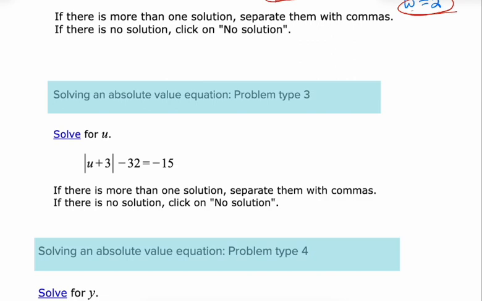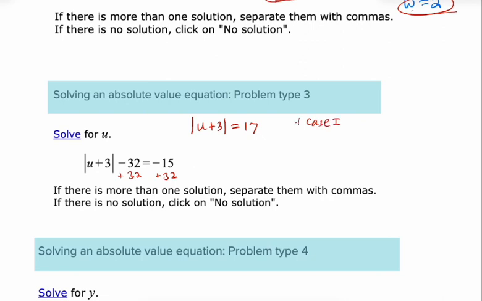So we're subtracting, so the opposite of that is you got to add, right? And so before we do anything, before we set up our 2 cases, let's add 32 to both sides. So we get the absolute value of u plus 3 equals 17. Now, only when the absolute value is completely isolated, absolute value equals everything else, do we set up our 2 cases.